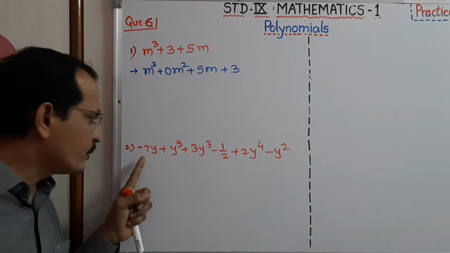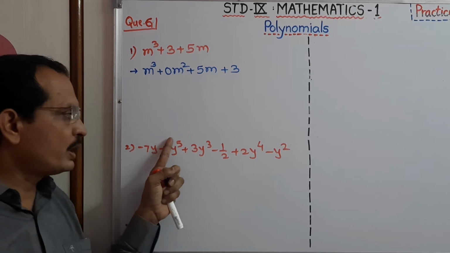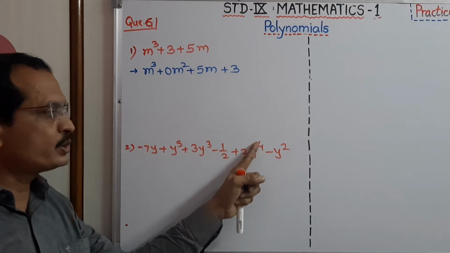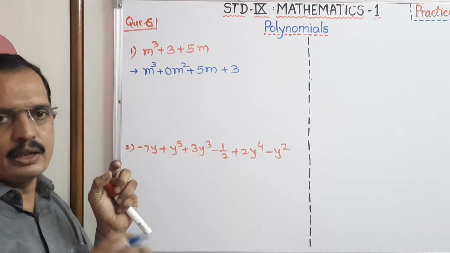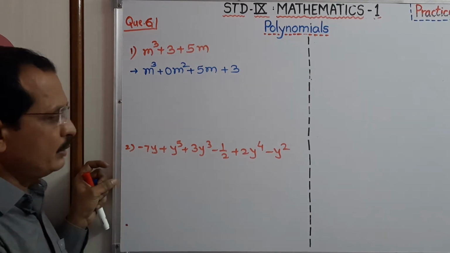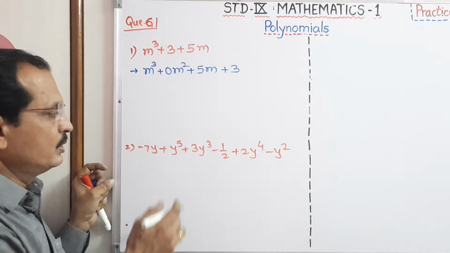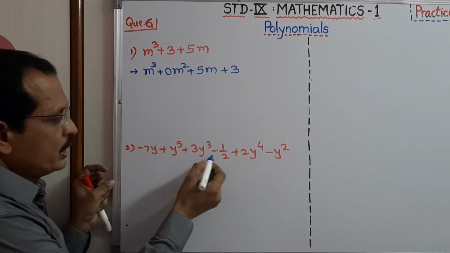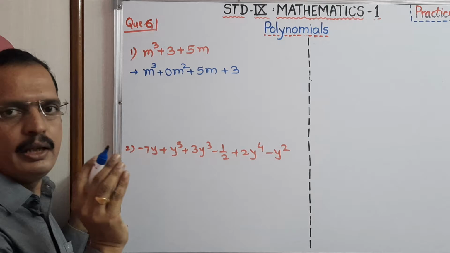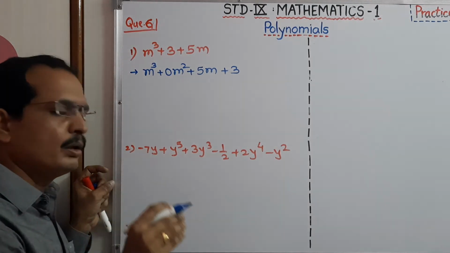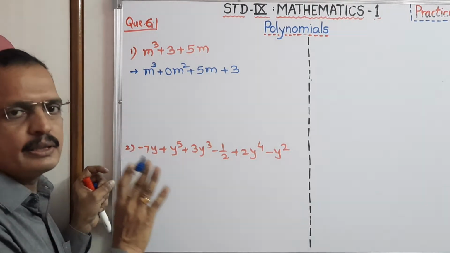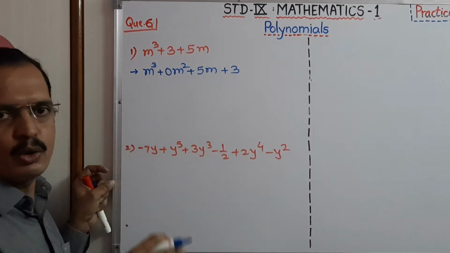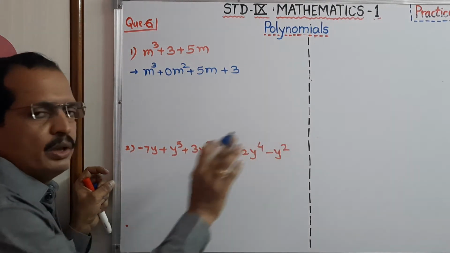Now, minus 7y plus y raised to 5 plus 3y raised to 3 minus 1 upon 2 plus 2y raised to 4 minus y square. Very interesting. First of all, tell me the degree. Degree is 5, and the terms must be 6. Already there are 6 terms. We just have to arrange them according to the descending order of the power of the variable.